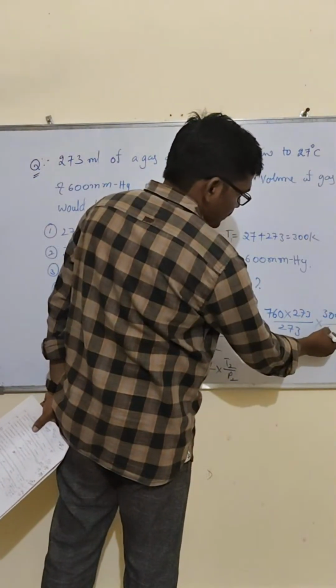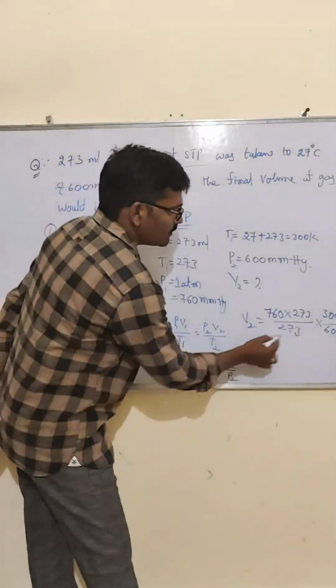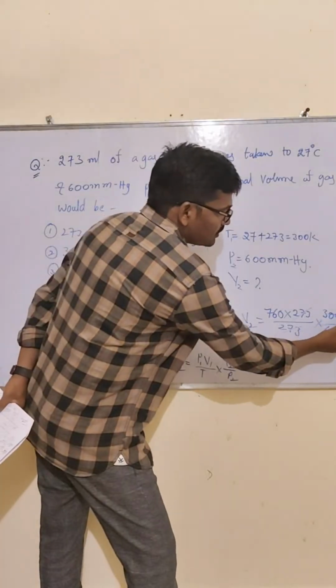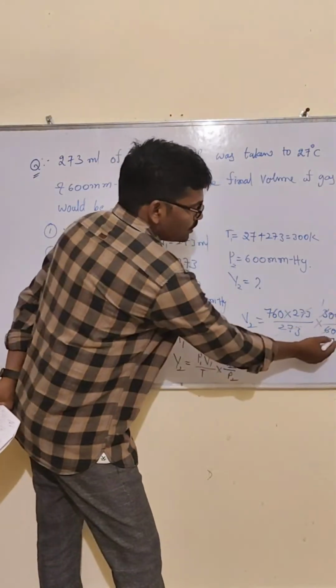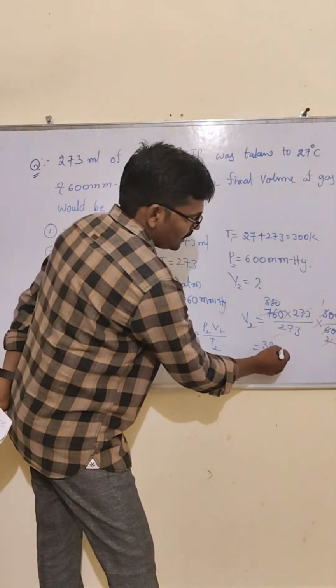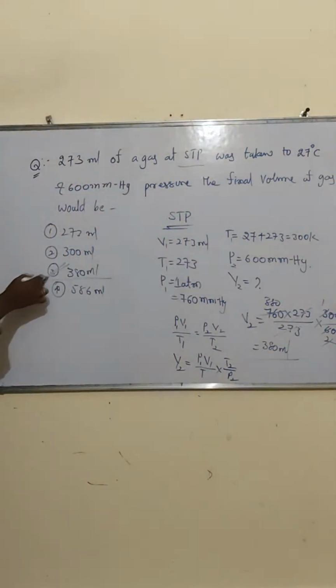300 divided by 600. Yeah, look at, say 273, cancel both. Then here the 2 zeros cancel. 3 1s, then 3 2s. Then 2, it will go that 380 times. So 380 ml is the answer.